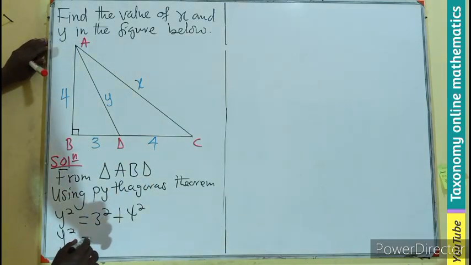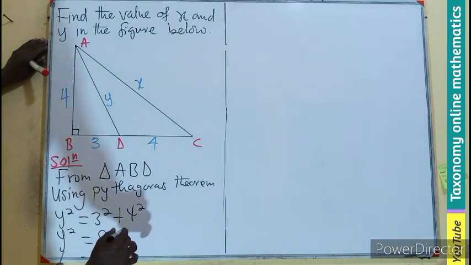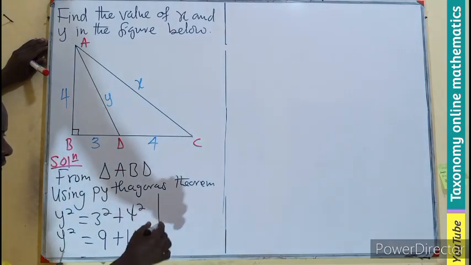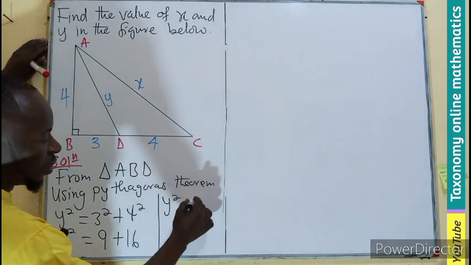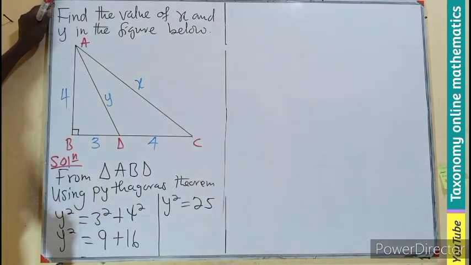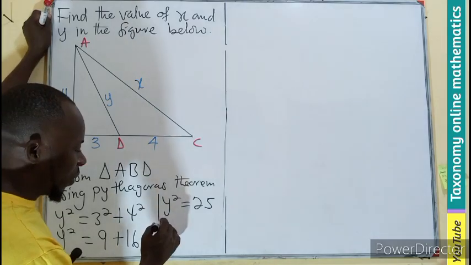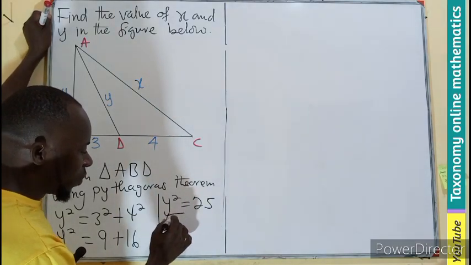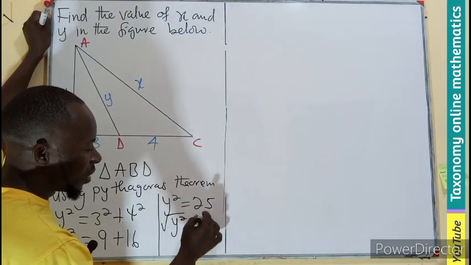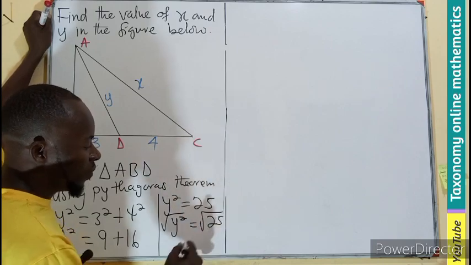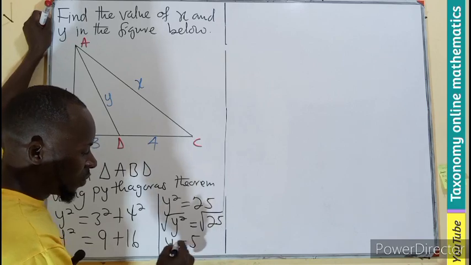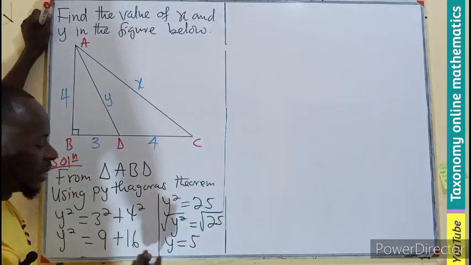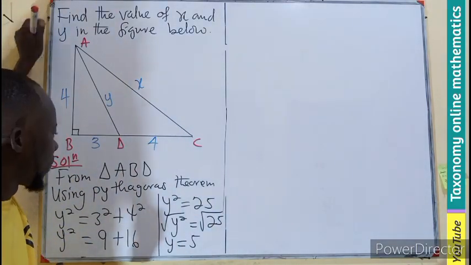So y squared will be 9 plus 16. If I take my y squared, I believe this will give us 25. But we are looking for y. So we find the root of y squared, the root of 25, meaning y is equal to 5. Since there's no dimension, the answer will be 5.